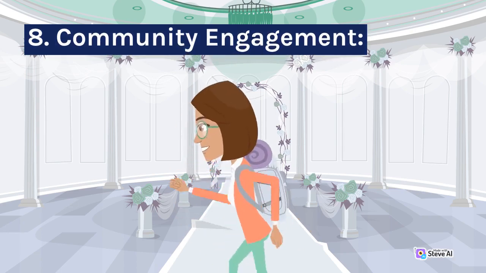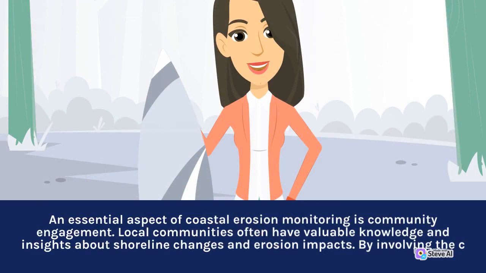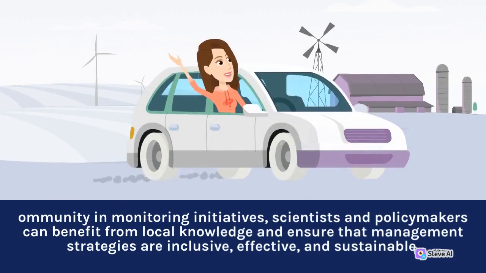8. Community engagement. An essential aspect of coastal erosion monitoring is community engagement. Local communities often have valuable knowledge and insights about shoreline changes and erosion impacts. By involving the community in monitoring initiatives, scientists and policymakers can benefit from local knowledge and ensure that management strategies are inclusive, effective, and sustainable.